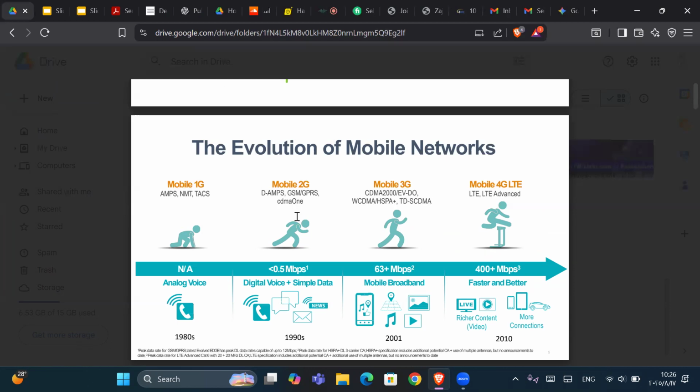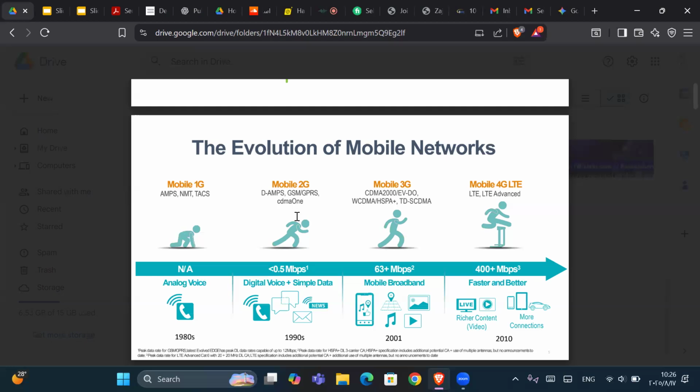In the 90s, they introduced digital communication systems, TDMA, time division multiple access. And for the first time ever, you were able to serve more calls with less bandwidth. And messaging, SMS, was first introduced around that date, the 1990s. And the data rate was less than half a megabit per second. And the names given to this generation were GSM, GPRS, CDMA One, or D-AMPS, digital AMPS.